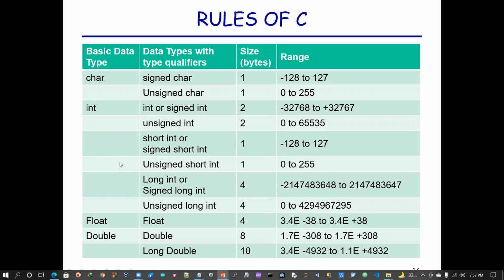So once again, Kaushik, in case of int, how many varieties do you have in total? 1, 2, 3, 8 types of int.